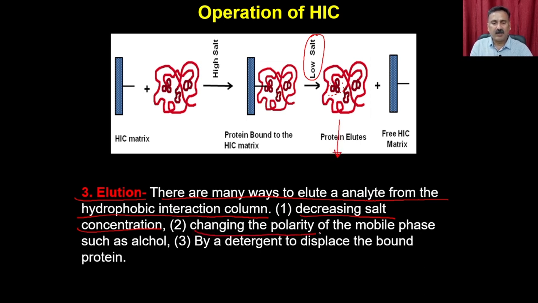Then you can also change the polarity of the mobile phase, such as with alcohol, right? If you change the polarity of the mobile phase, you are going to do the same, because then there will be a competition from the molecules present in the mobile phase. For example, if you use alcohol, alcohol molecules are going to compete for the hydrophobic patches with the matrix, and as a result, the alcohol is going to bind these hydrophobic patches, and the protein is going to come out. Or you can use a detergent to displace the bound protein. So you can use a detergent to dislodge or destroy the interaction between the HIC matrix and the protein, and that's how you can use it for elution.